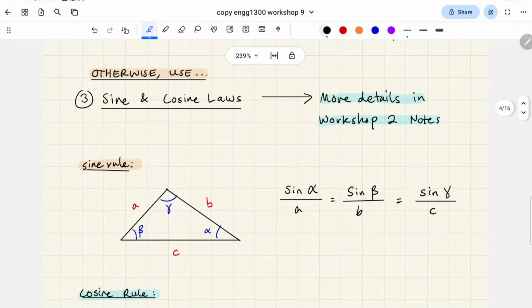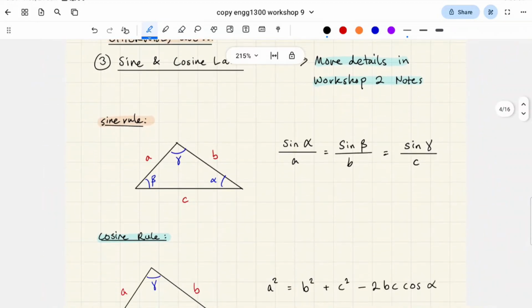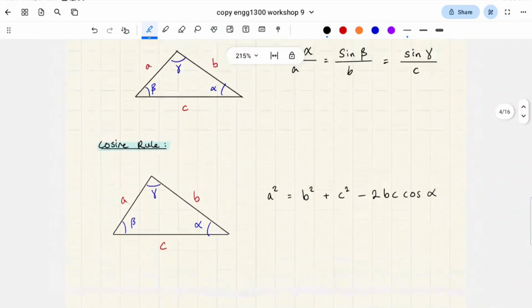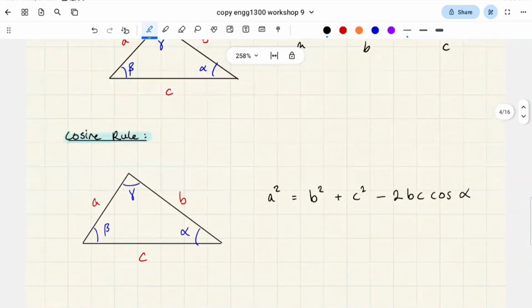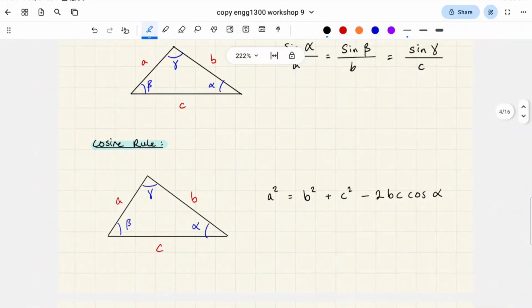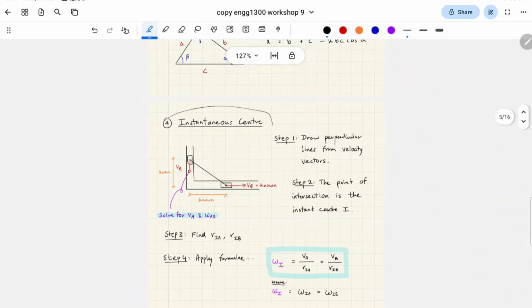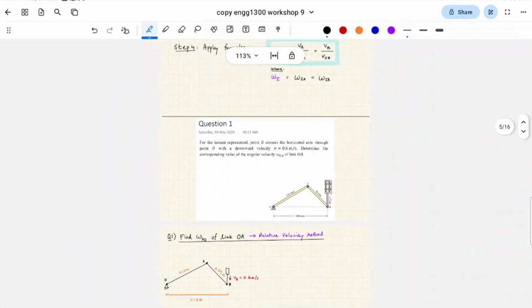Sine law, you'll see it used in pretty much most of the worked examples that I have here. Cosine law is more rare that you use it, but you'll see an example of it used in one of the questions as well. I'll talk about instantaneous center after I finish question 1. So I'll just go to question 1 now.